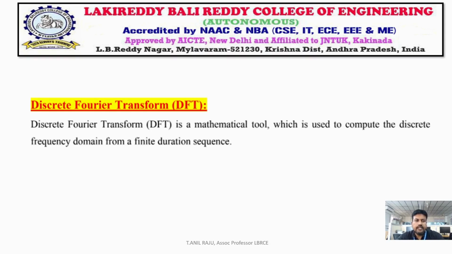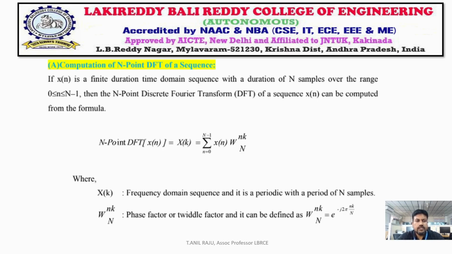So, let me give the definition of the discrete Fourier transform. It is a mathematical tool which is used to compute the discrete frequency domain from a finite discrete duration sequence. That means, in a single word, it transforms a discrete time signal into discrete frequency, that is, time domain to frequency domain.